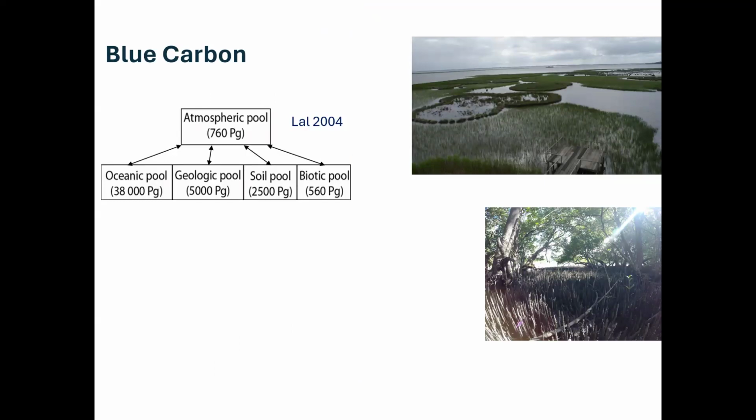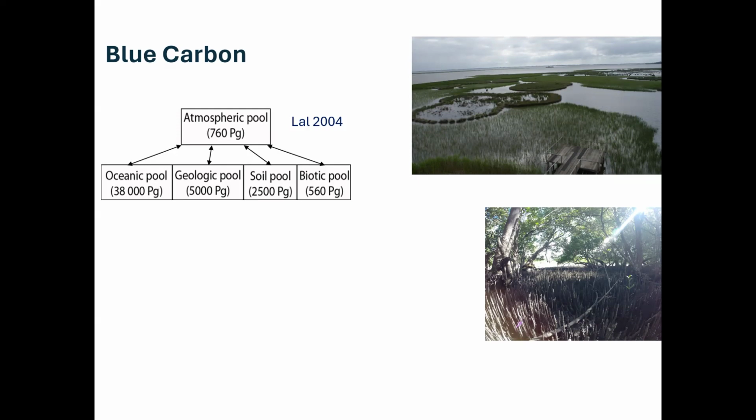Now, from a blue carbon perspective, we think about our carbon, and Lau produced this fairly good figure in 2004, suggesting that we've got a large proportion of our carbon up in the atmospheric pool, and that's the one that we're slowly filling up by burning fossil fuels, etc. That's about 760 petagrams. Then we've got that massive oceanic pool, which, depending on which study you look at, is between about 38 and about 40,000 petagrams of carbon. So that's the one that's a real good sink of that carbon.